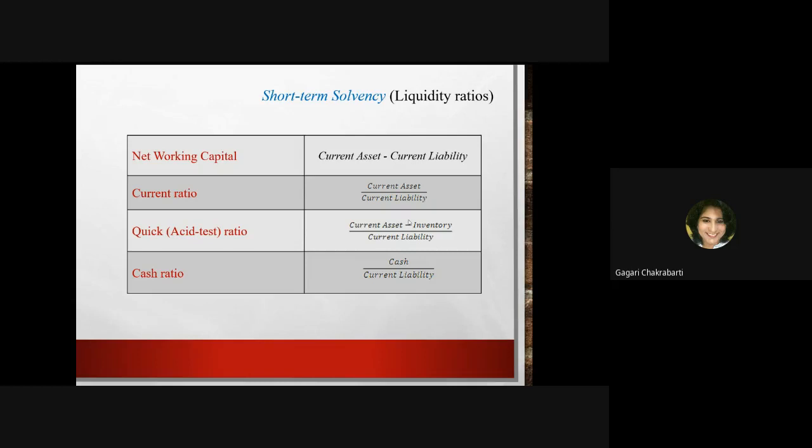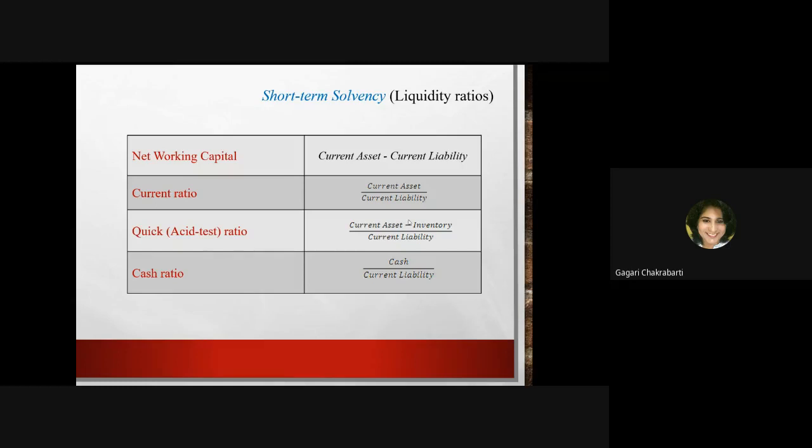acid test ratio. Suppose your cash equivalents are all very low, but you have accumulated your inventories. That may be due to many reasons. Suppose there is no demand, or you are trying to prevent your competitors from entering the industry. There may be many reasons, but you have accumulated inventory, so that will be giving your current asset a high value.